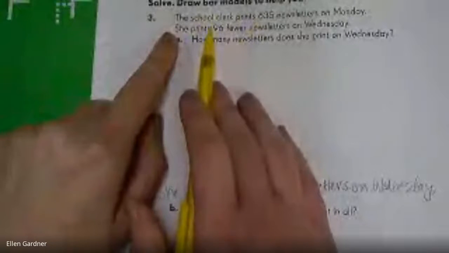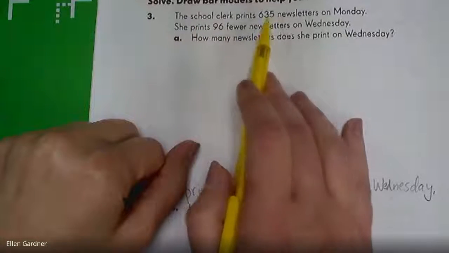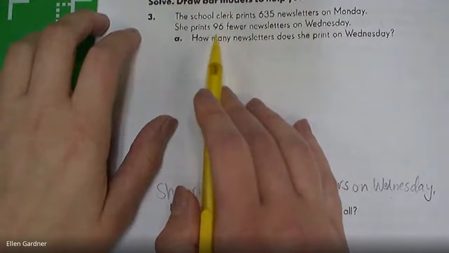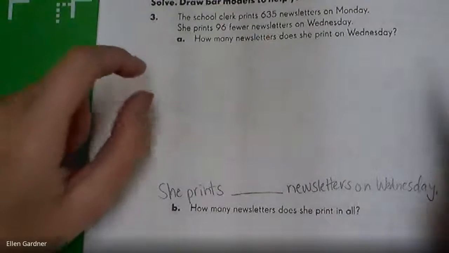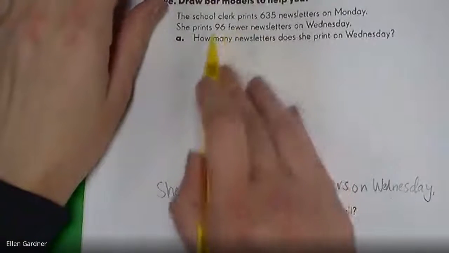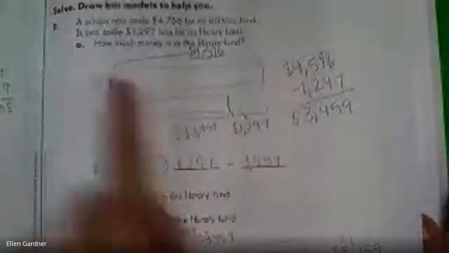Now make a good mental picture of this school clerk. If that part alone is confusing, ask your parents or shoot me a message, because I don't want you to get stuck on the whole problem just because there's a part that you don't understand, and so the whole thing is jumbled in your mind and you can't picture it. But basically, you've got someone working at a school who's printing 635 newsletters on Monday. She prints fewer or less newsletters on Wednesday. We don't know how many newsletters. We do know the difference between Monday and Wednesday.